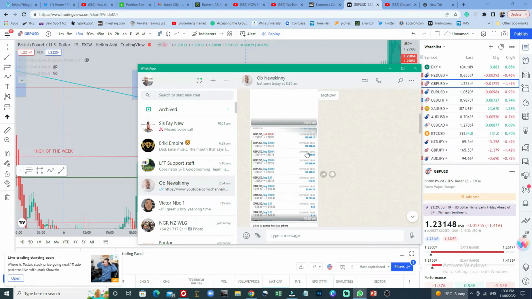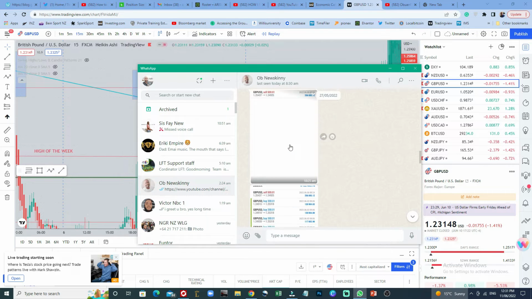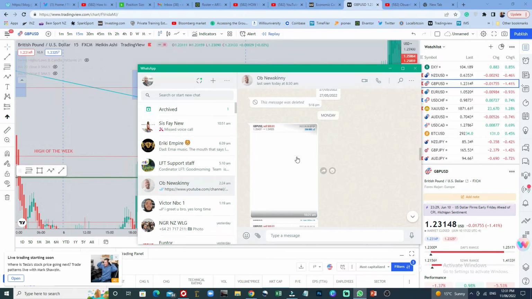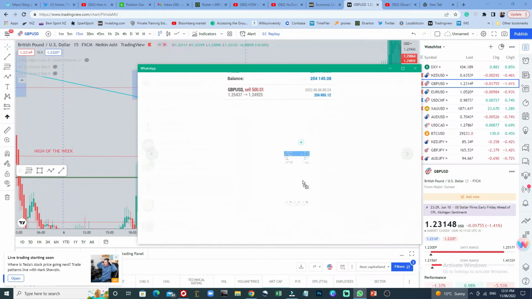I want to just GBP USD. I think so. That was Monday. I think it's Monday. Let's see. I tested it with 1.25. I think I tested it with this one. You can see this result.